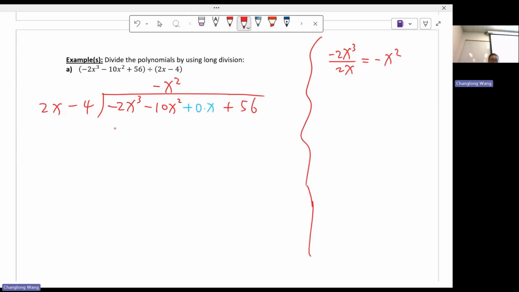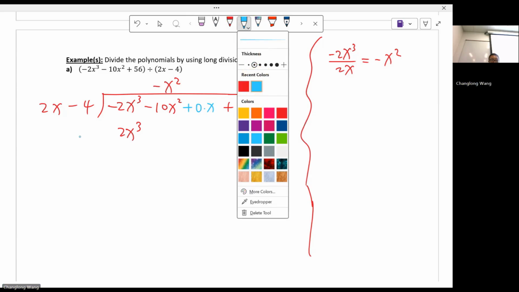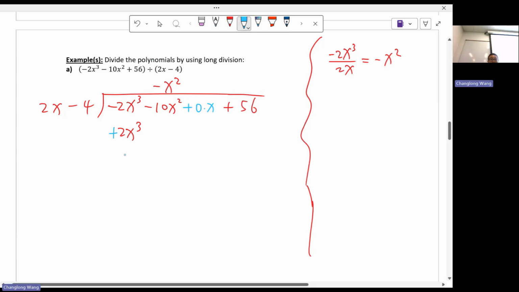But according to the book, they want us to flip the sign to make it positive. So later on, you're going to add them, right, instead of subtracting. Now the second term, negative 4 times negative x squared, it will be positive 4x squared, right? But make it negative.